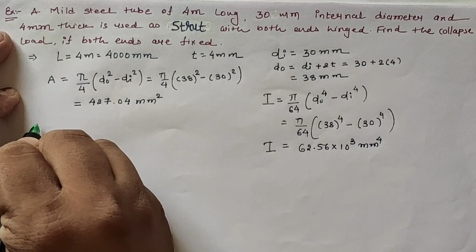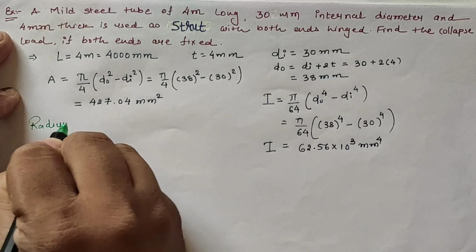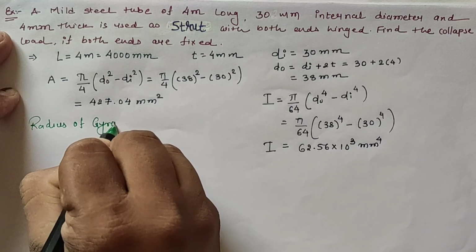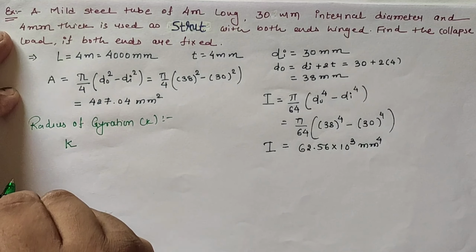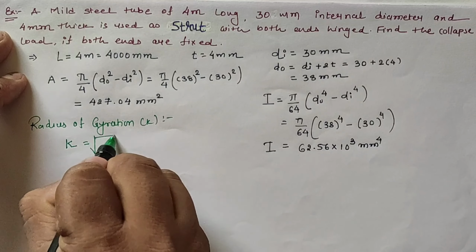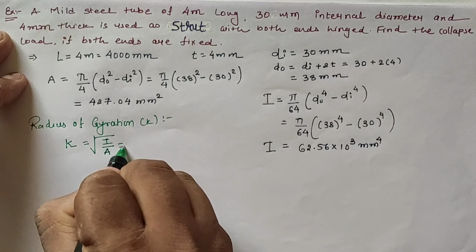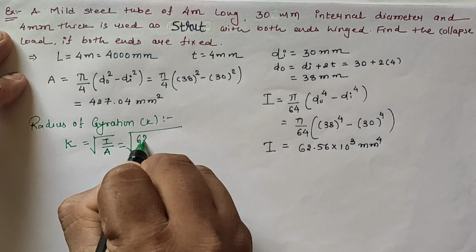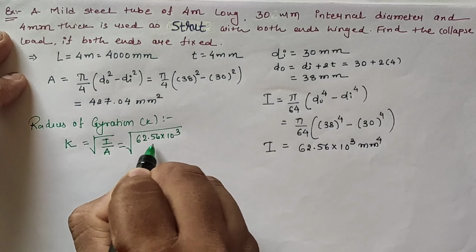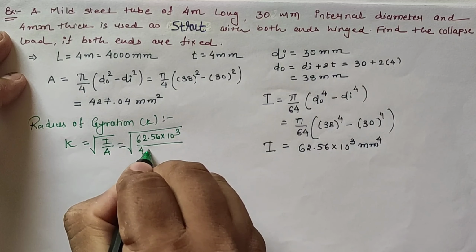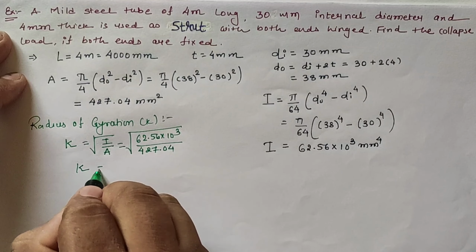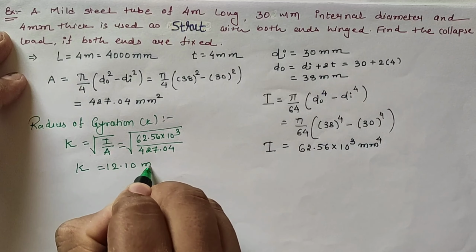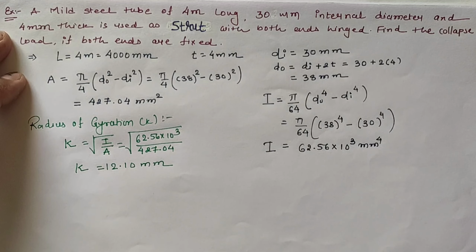Now going ahead for the radius of gyration, the equation for radius of gyration is equal to under root I by A. Now moment of inertia is 62.56 into 10 raised to 3 and cross sectional area is 427.04. So our radius of gyration for the given section is 12.10 in terms of mm, which is going to be used for the calculation of slenderness ratio.